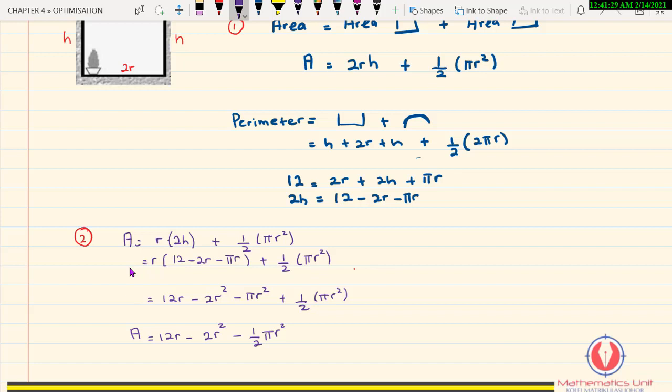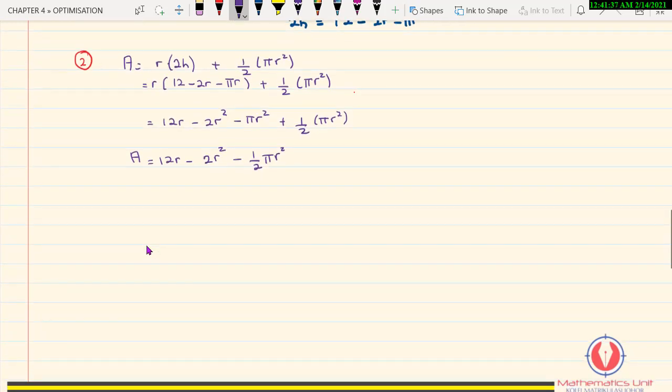Now we are ready to take the first derivative to get the critical value. We go to step number 3, that is to take the first derivative of A, so that is A prime. A prime is equal to 12 minus 4r minus 1/2 multiplied by, bring the power 2 down in front, multiplied by pi r, and then the power here you have to subtract by 1, that is 1. Now simplify that, it would be 12 minus 4r minus pi r. This is your first derivative.